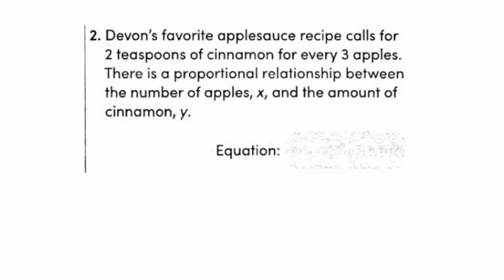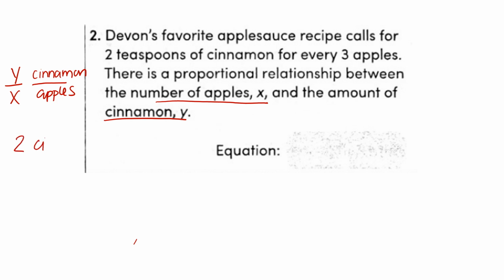Number 2. Devon's favorite applesauce recipe calls for 2 teaspoons of cinnamon for every 3 apples. There's a proportional relationship between the number of apples, x, and the amount of cinnamon, y. Again, we start with our fraction y over x. The number of apples is our x value, and the amount of cinnamon is our y value. So if we set up our fraction accordingly, we have 2 teaspoons of cinnamon on top, and on the bottom we have 3 apples.